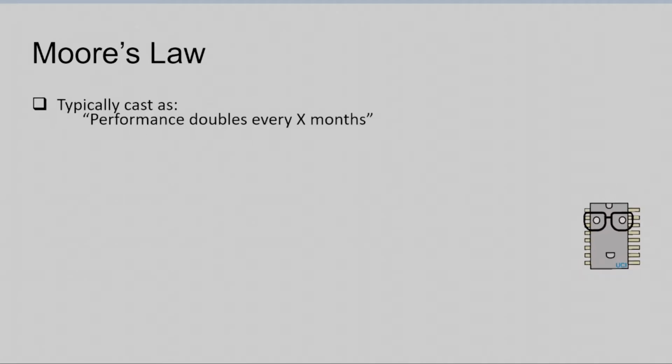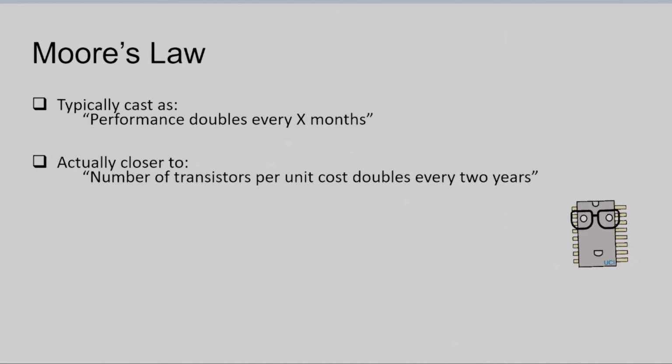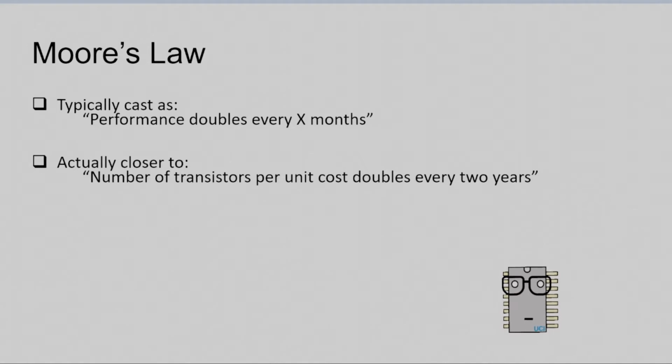So when you ask people what Moore's law is, it is typically cast as performance doubles every X months. And that's not far from the truth. But the closer meaning to what exactly Moore's law means, and this is going to become important in a bit, is that the number of transistors per unit cost doubles every X months. So there's a subtle difference between the performance doubling every X months and the number of transistors per unit cost per unit area doubling every X months.